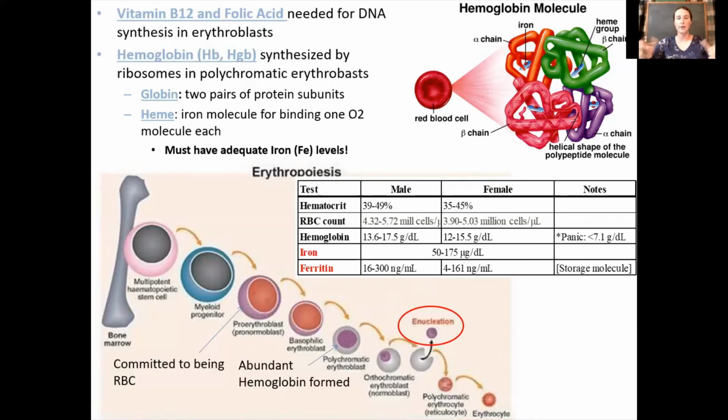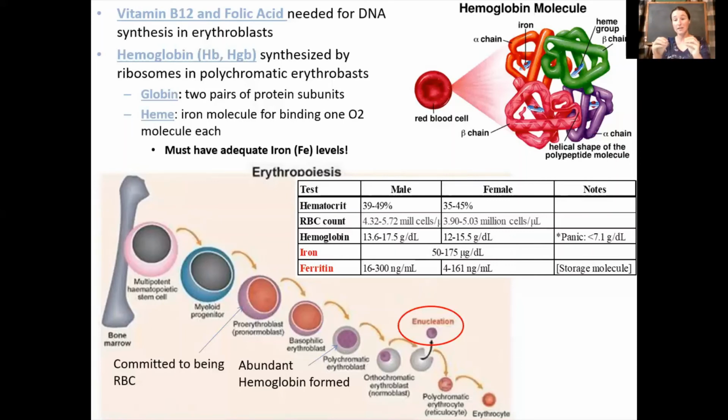Certain genes are turned on, a lot of them involving hemoglobin. And so hemoglobin is created as long as we have enough vitamin B12, enough iron, and enough, of course, amino acids to make the proteins. Okay, so that is what's happening here in the polychromatic erythroblast phase. Okay, ultimately, these cells are going to be pretty much plasma membranes chock full of hemoglobin.